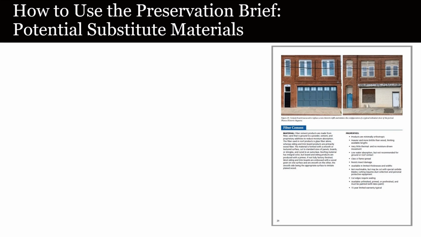The search for a substitute material can be made even more difficult when you try to decipher the marketing and specification sheets provided by manufacturers who are just trying to sell their product. In order to help, Preservation Brief 16 provides an overview of commonly seen contemporary materials that may be appropriate for use as a substitute material.